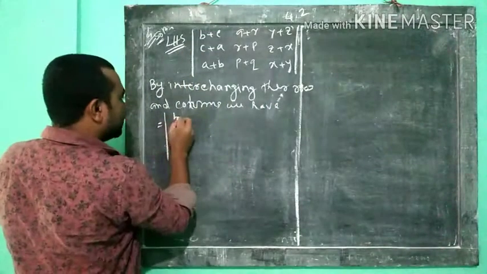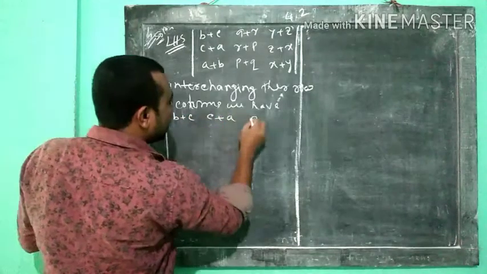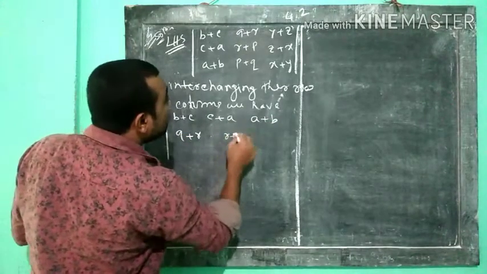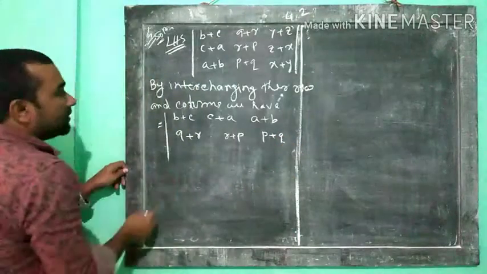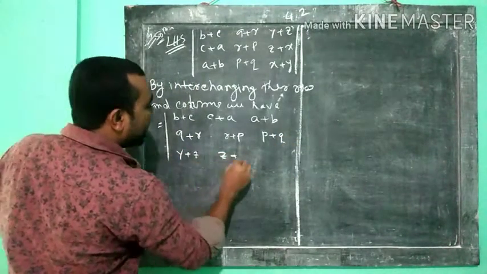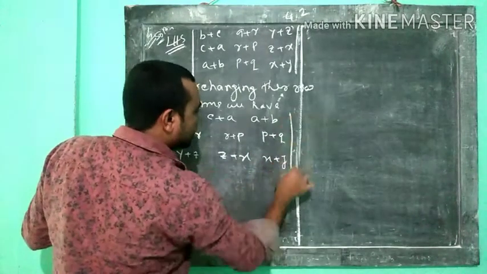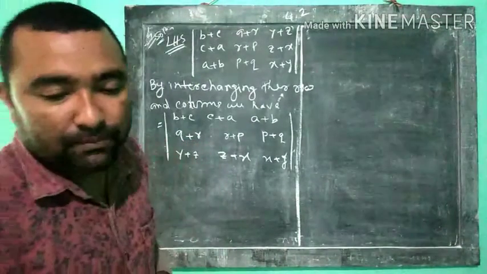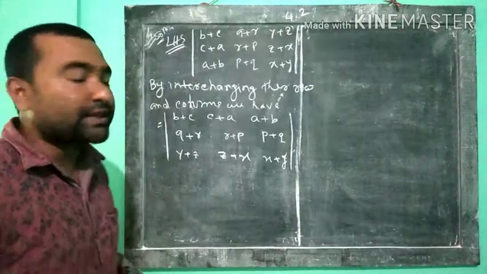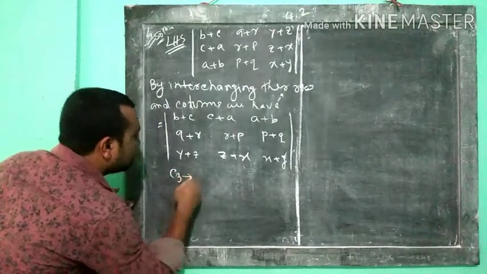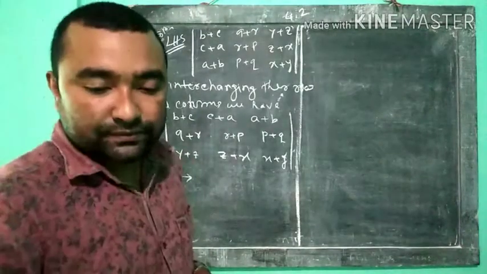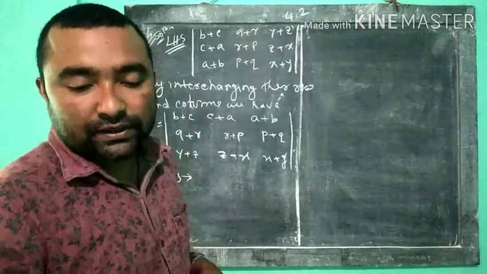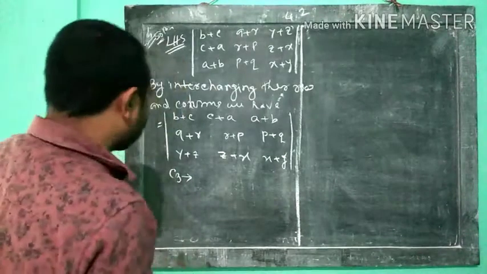First column is B plus C, C plus A, A plus B; second column is Q plus R, R plus P, P plus Q; and third column is Y plus Z, Z plus X, X plus Y, by interchanging the rows and columns. Now we have to apply C3, so we are going to find 2 whole into the determinant ABC.